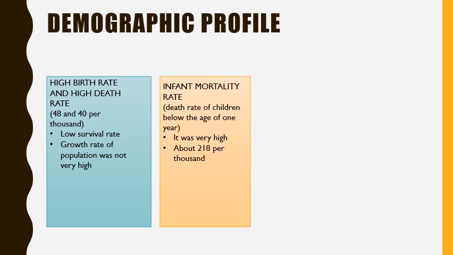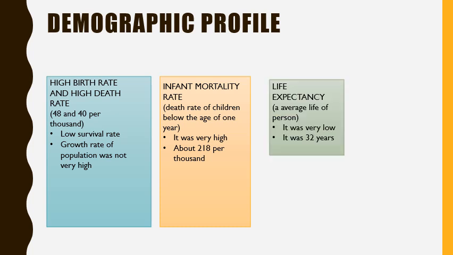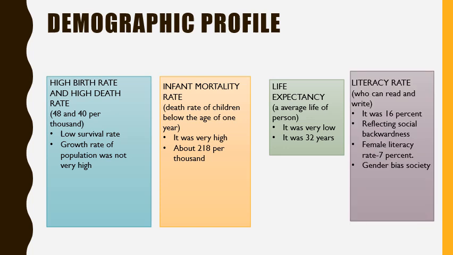Second one is infant mortality rate, the death rate of children below the age of 1 year. It was very high again, about 218 per thousand. Right now it is around 68 per thousand. So it is very high at that time. Life expectancy, the average life of a person, was very low. It was 32 years and around 68 years right now.